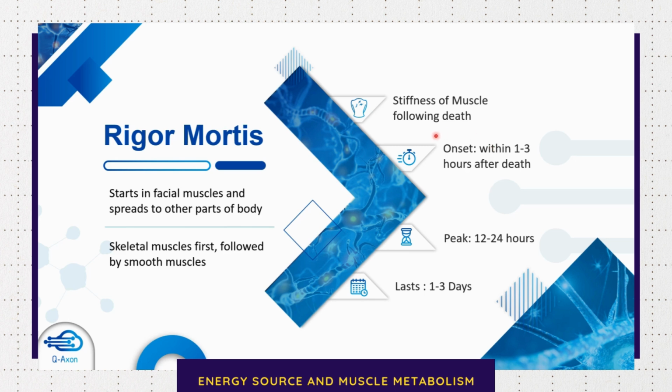Now, rigor mortis is defined as the stiffness of muscles following death. It begins within 1 to 3 hours after death, slowly peaks in 12 to 24 hours, and then lasts for 1 to 3 days before bacterial decomposition begins. It has a specific pattern. It starts in the facial muscles and then spreads to the other parts of the body. Also, skeletal muscles stiffen first, followed by smooth muscles.